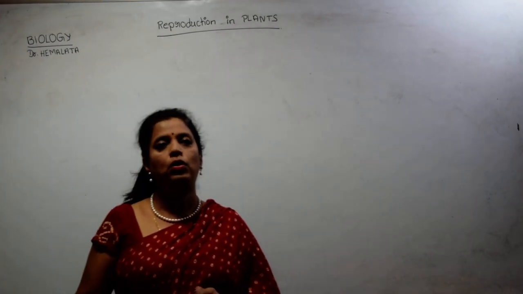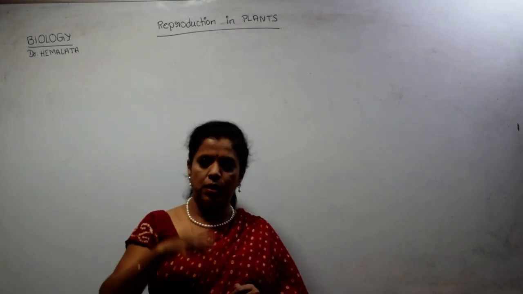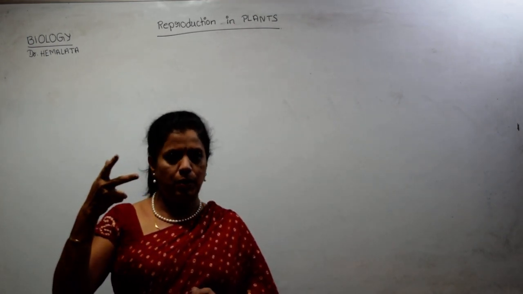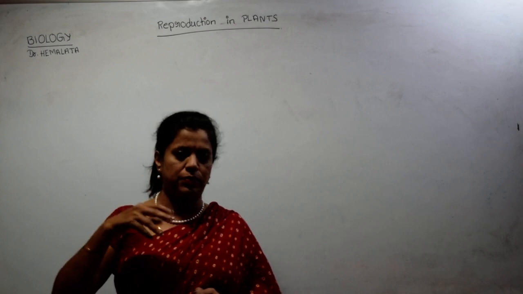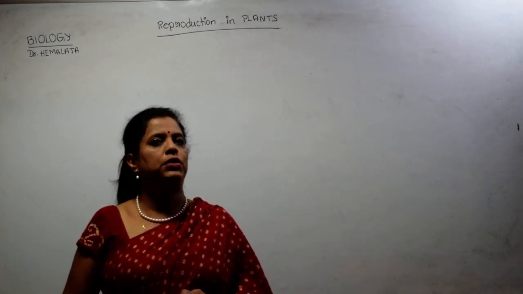Now we are going to talk about reproduction in plants. This is the third unit. So under reproduction you have human reproduction, reproductive health, plant reproduction, and reproduction in organisms. These are 4 units. This is the third unit I am giving you, that is about reproduction in plants.